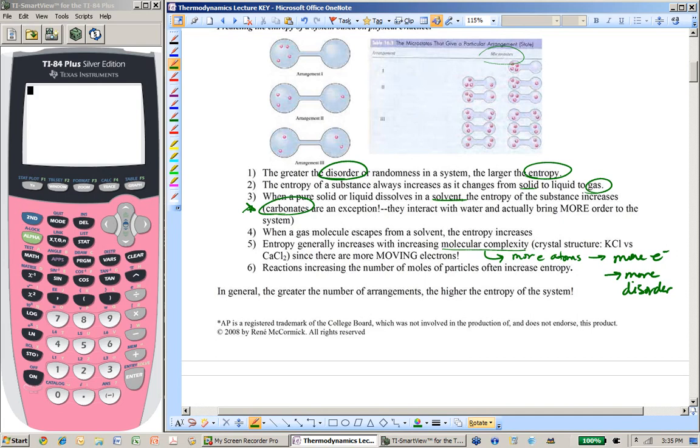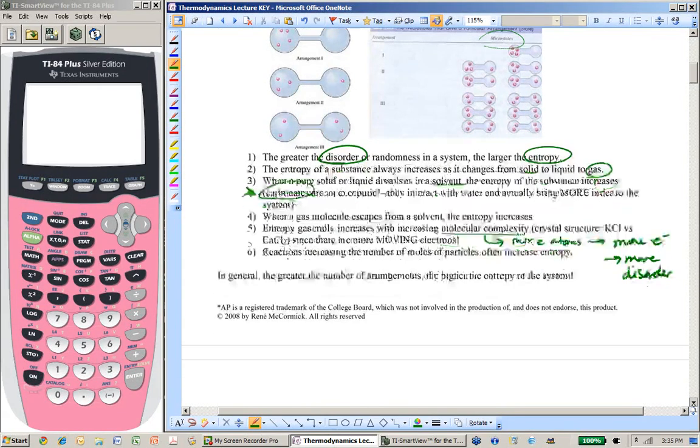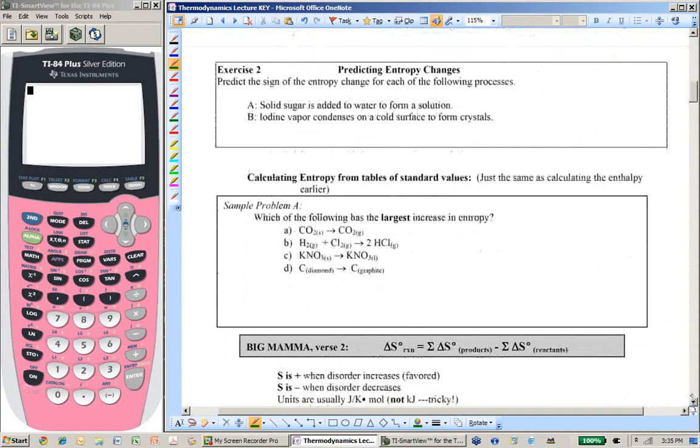And then look at the states. Moles of what on the left? Solid, liquid, gas. Moles of what on the right? AP is a big fan of you discussing the fact that more moles of gas were formed, more moles of liquid were formed than existed in the reactant state. So in general, the greater number of arrangements, the higher the entropy of the system. You knew that calculator was there for a reason, didn't ya?